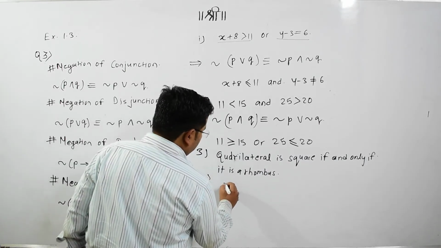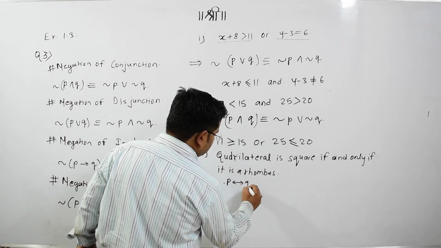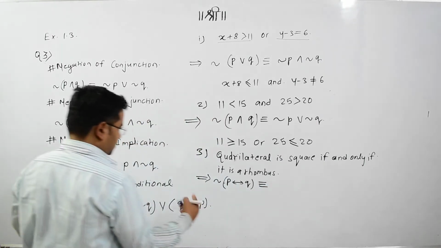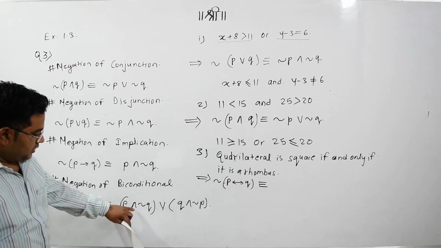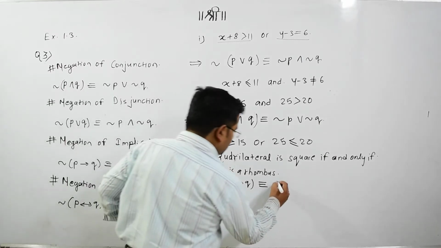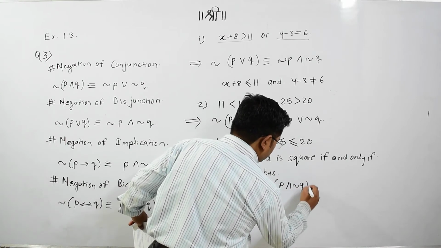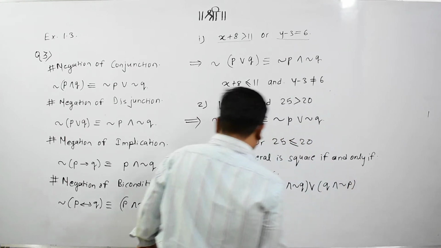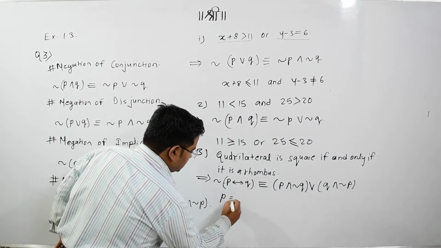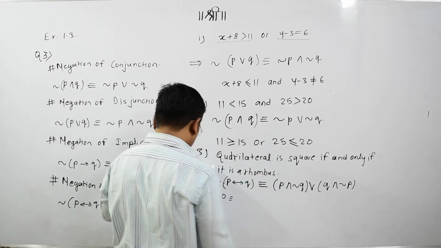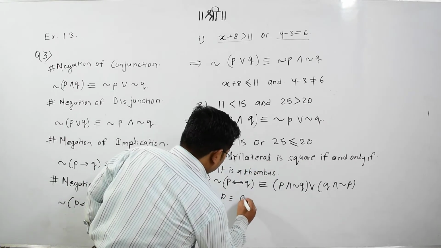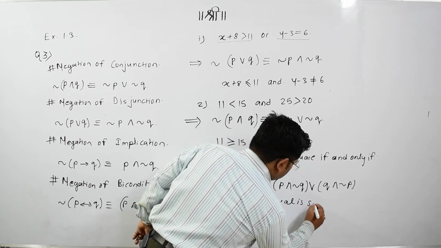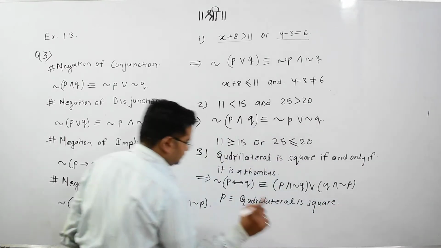Q. Okay, so given statement is P double implies Q, and their negation we need to find out, which is equivalent to what? Using this formula, P and negation of Q, or Q and negation of P. Now what is our P? P is, okay, our P is quadrilateral is a square. That should be our P. So quadrilateral is square, that is first our P.